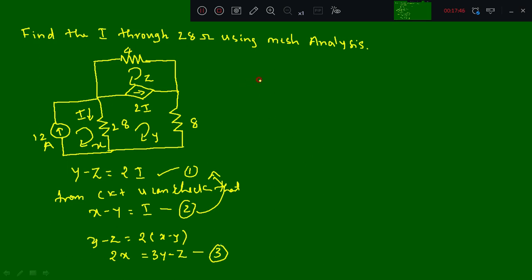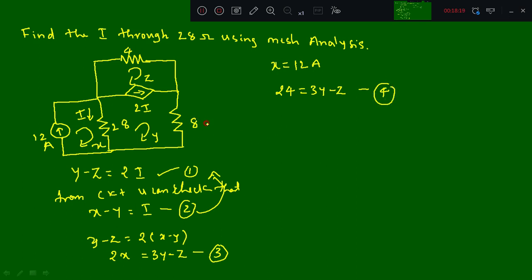So I got this equation. Call it as equation number 3. But from circuit again, if you check, the value of x is equal to 12 amps from the circuit diagram. So if I substitute this in equation number 3, I will get 24 is equal to 3y minus z. Then one more, this equation you can call it as equation number 4.